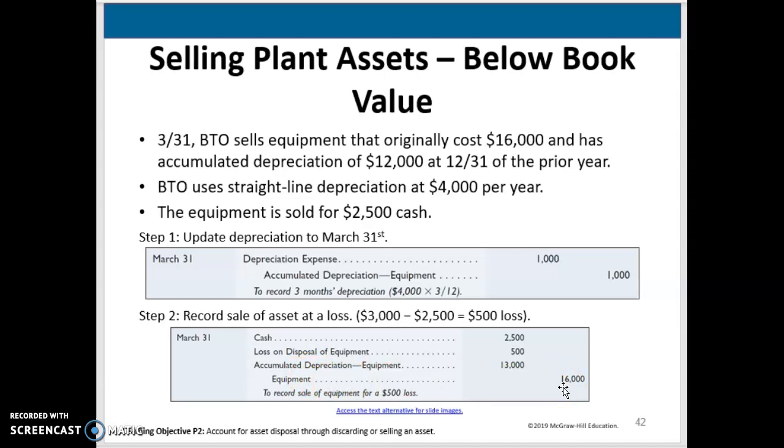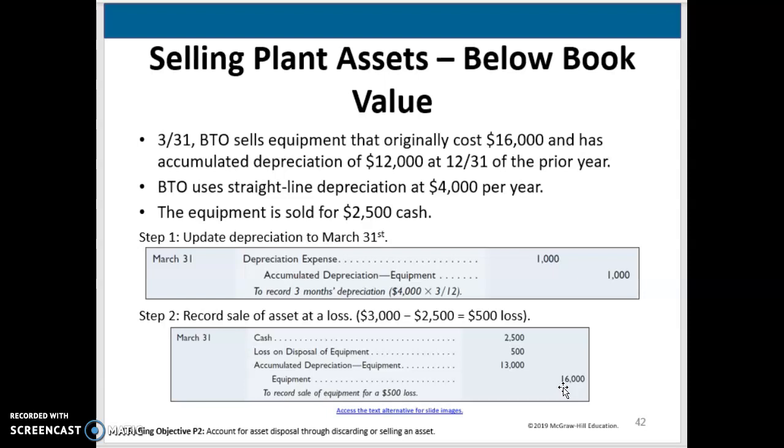So you have examples of how to remove the books, whether you discard it, whether it's being sold at the book value, above book, or below book. So these are great examples to refer back to as you need them.